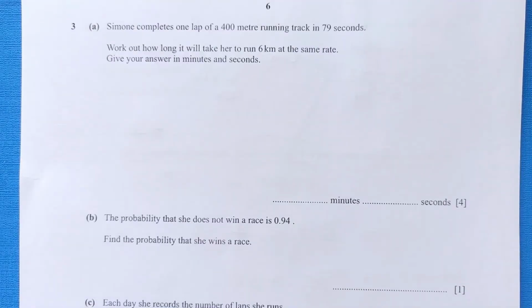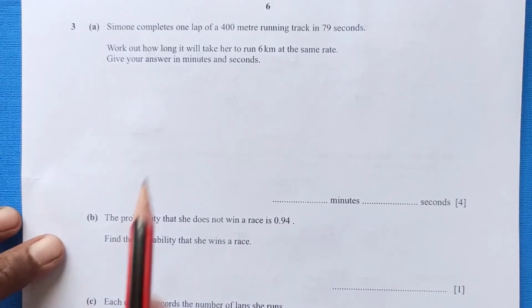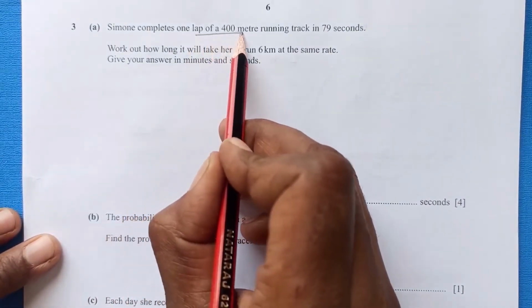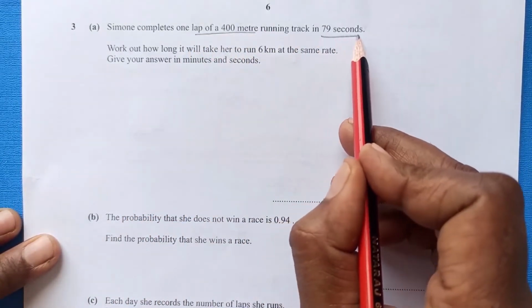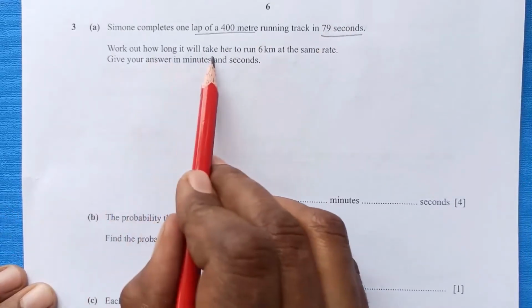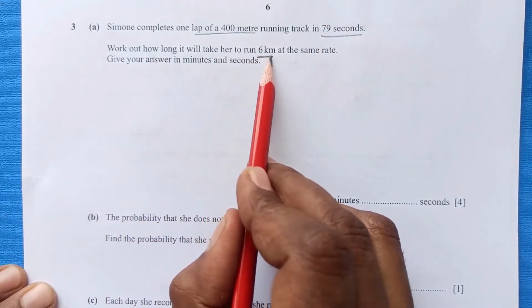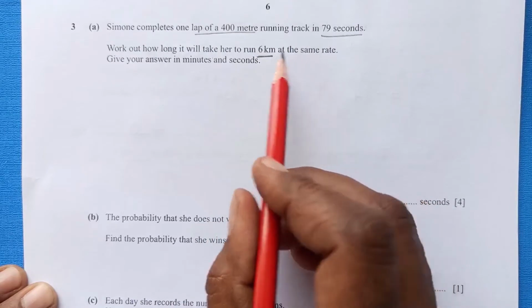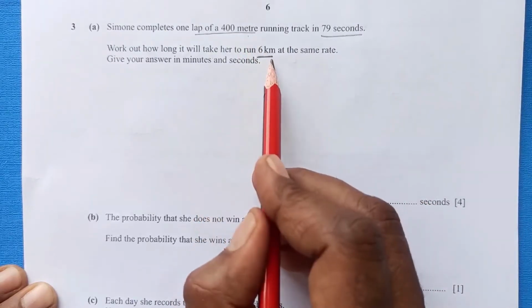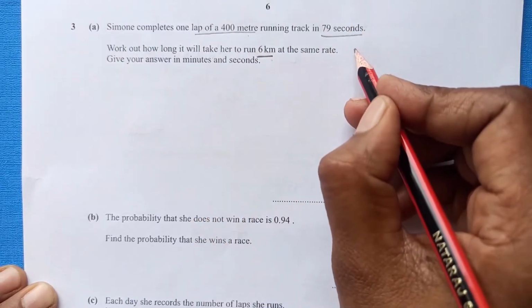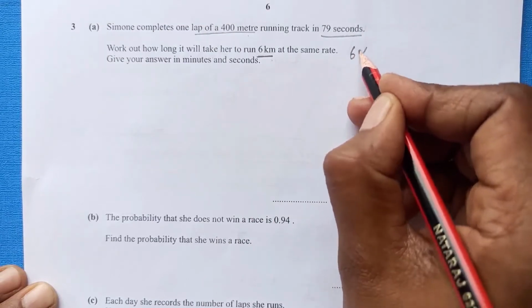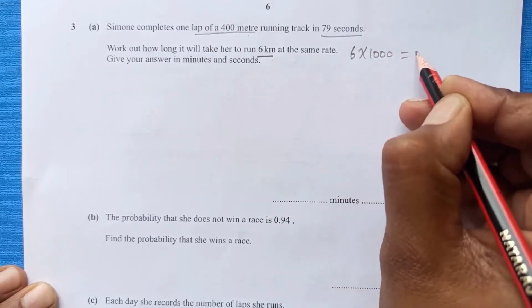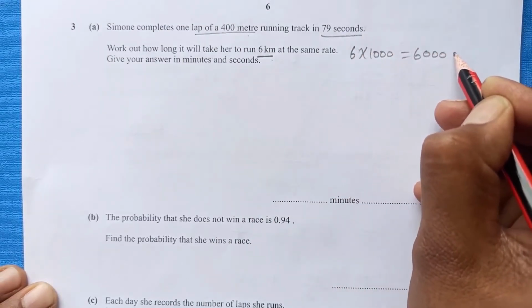Number 3A, Simon completes one lap of a 400-meter running track in 79 seconds. Work out how long it will take her to run 6 kilometers at the same rate. Now the lap is given in meters, so we convert the kilometers: 6 times 1000 is 6000 meters.